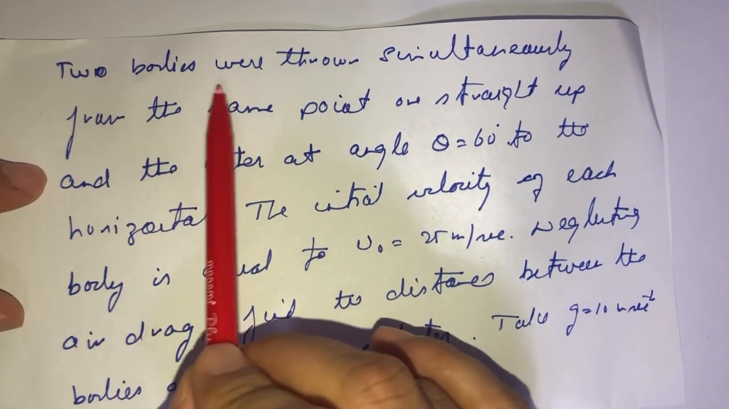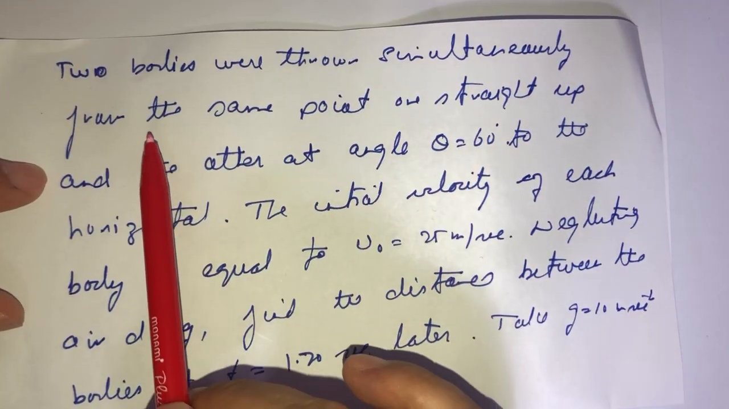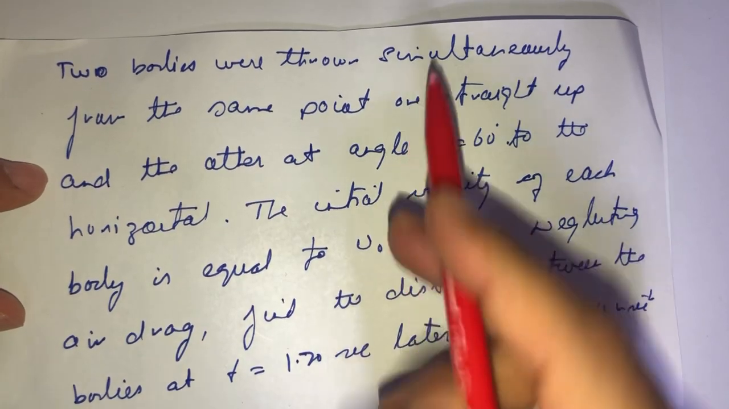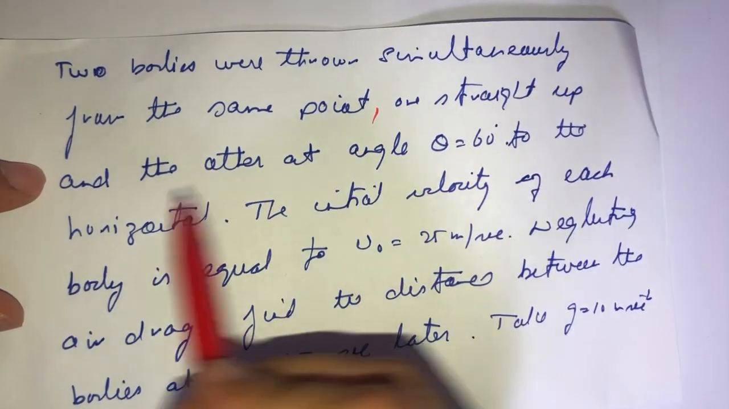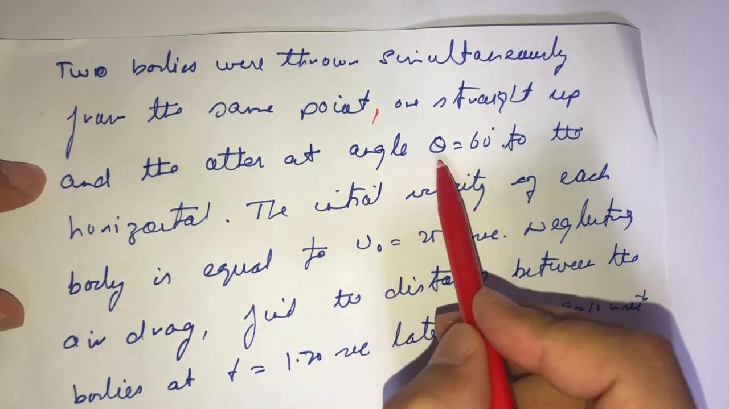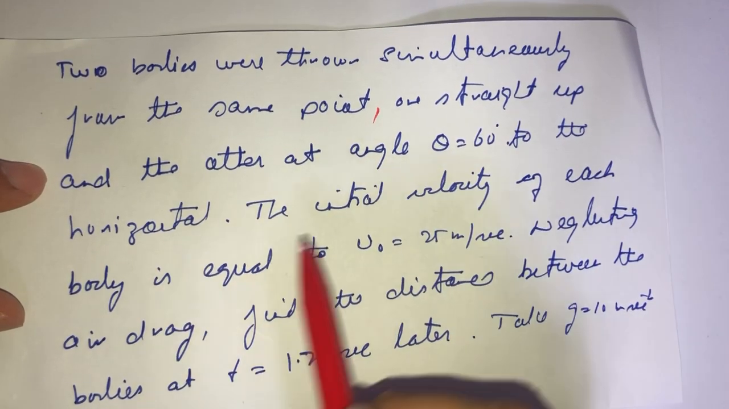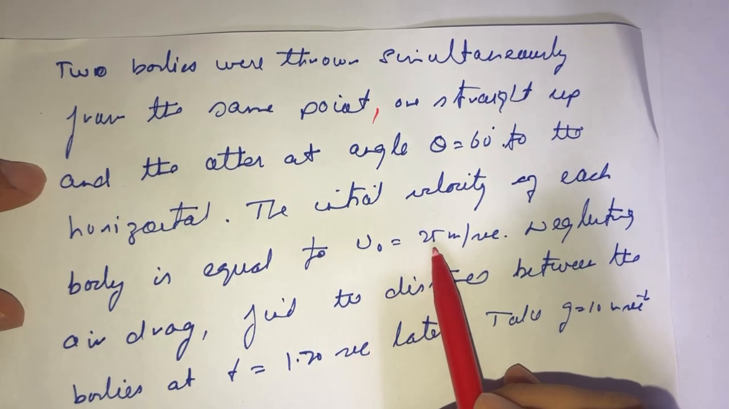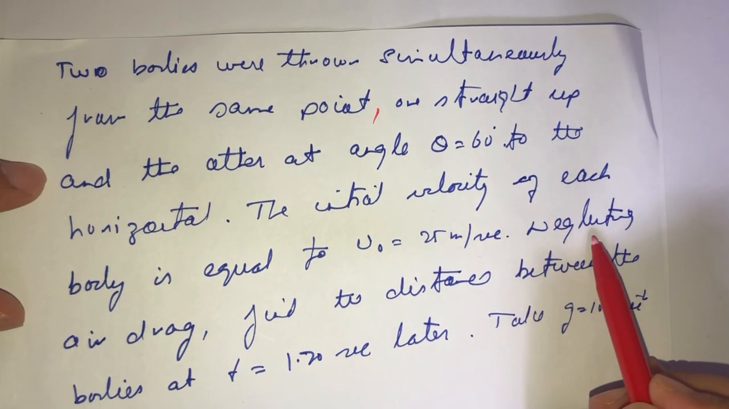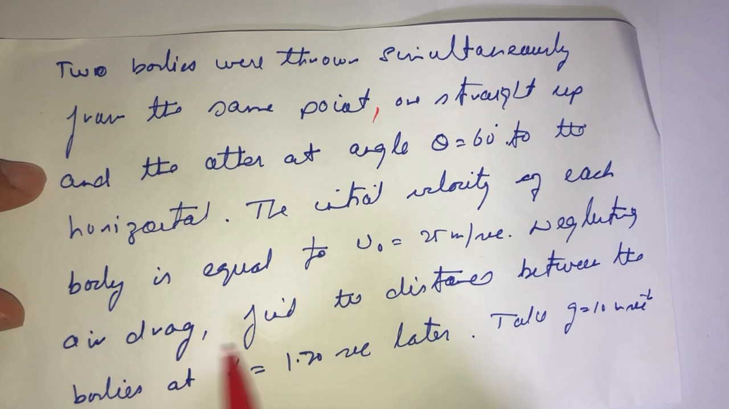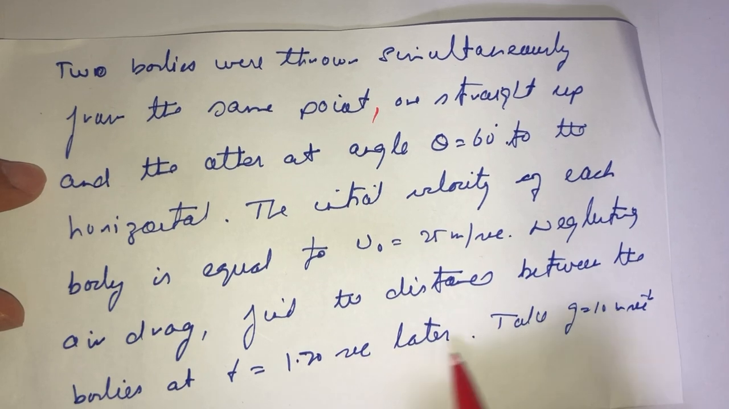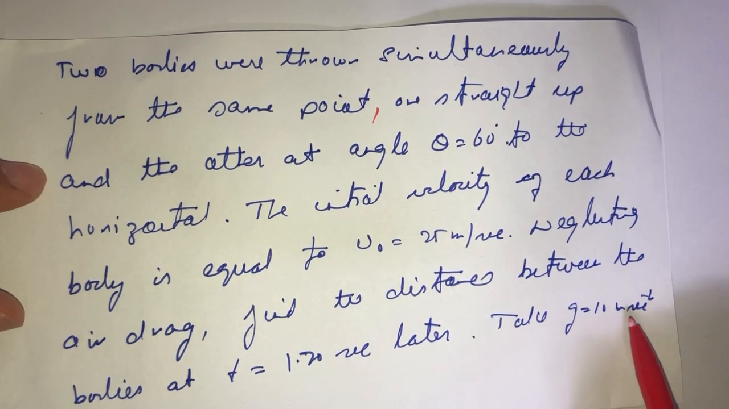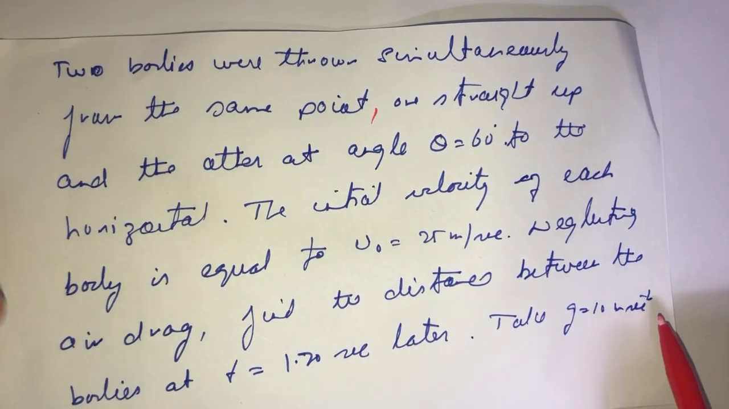Question is, two bodies were thrown simultaneously from the same point, one straight up and the other at an angle theta equal to 60 degrees to the horizontal. The initial velocity of each body is equal to v0, which is 25 meters per second. Neglecting the air drag, find the distance between the two bodies at time t equal to 1.7 seconds later. Take g as 10 meters per second square.